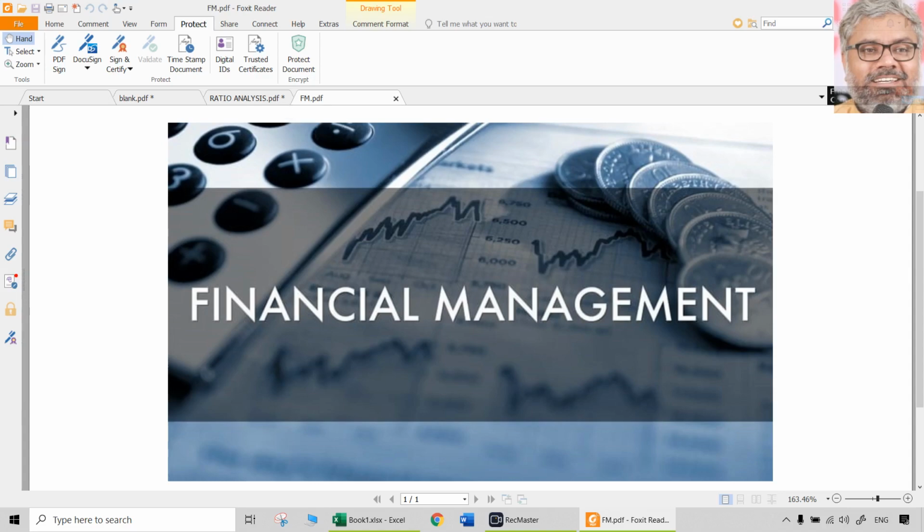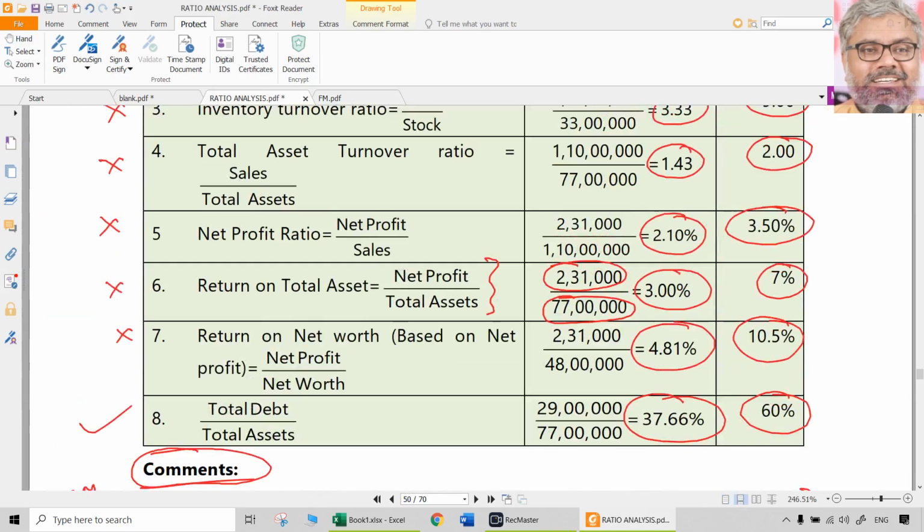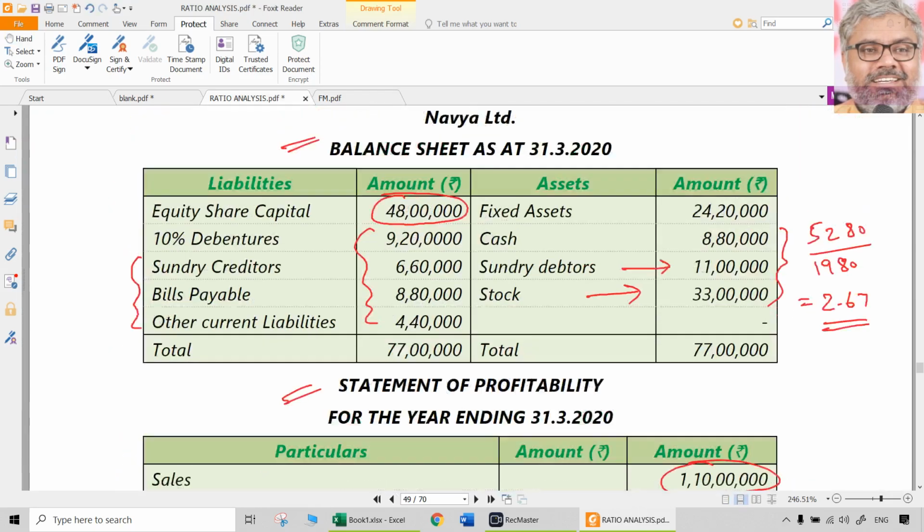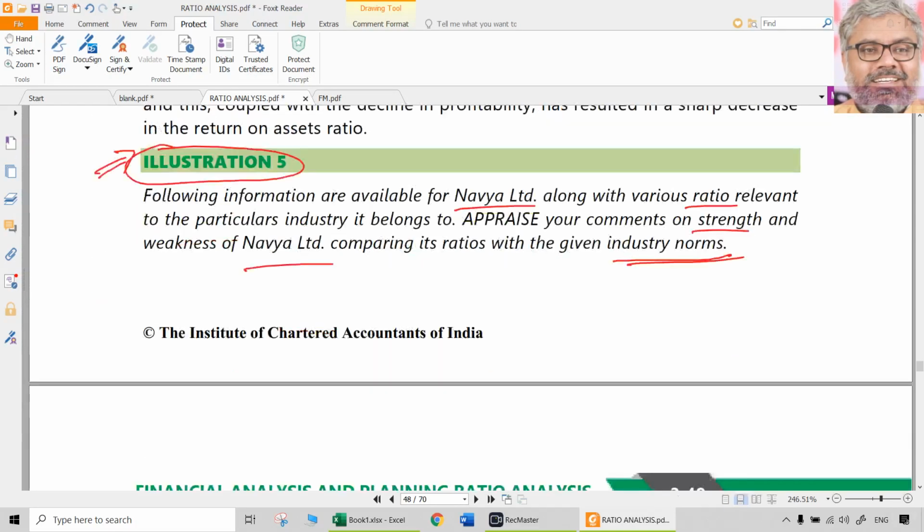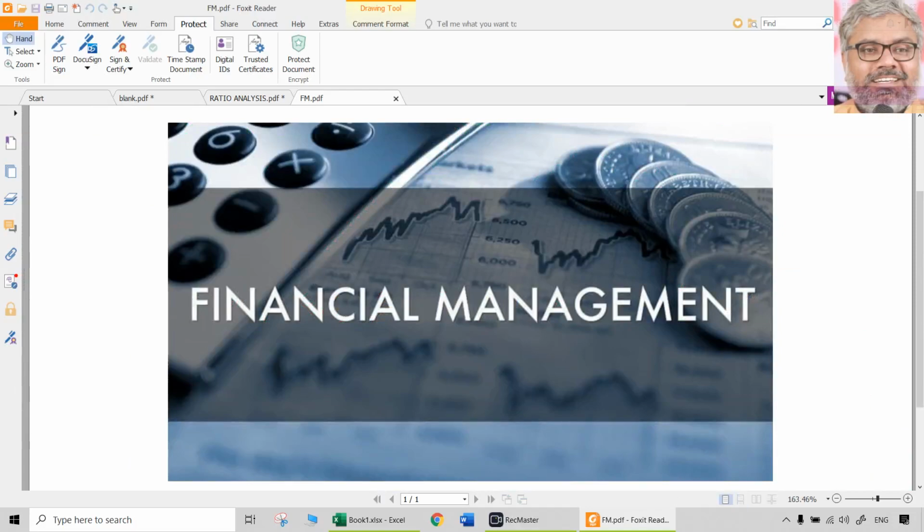In simple terms, financial statements of the companies using ratio analysis and trying to interpret the results also is equally important. As I already told, you have to solve question number or illustration number 4, and illustration number 2 we will solve later. And some more questions we'll solve in the next session.